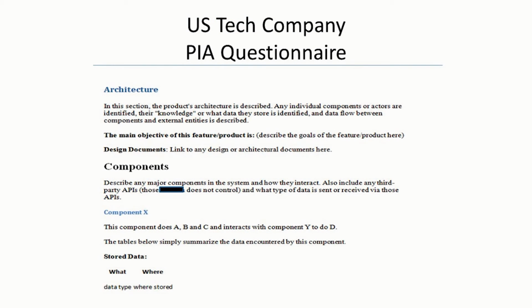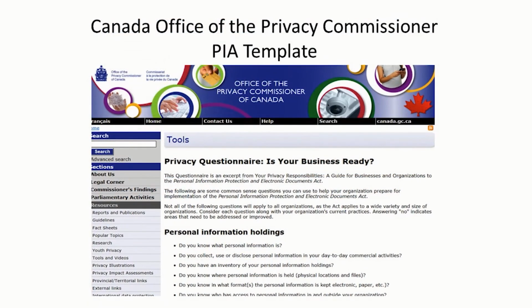This one is from a U.S. tech company, and you'll see that they are collecting different pieces of data. This talks a lot about APIs. Tailor your PIA templates to your organization. This example, again, is from the Canadian Office of the Privacy Commissioner. Again, they're not just a tool, but can be used to help educate your business unit.